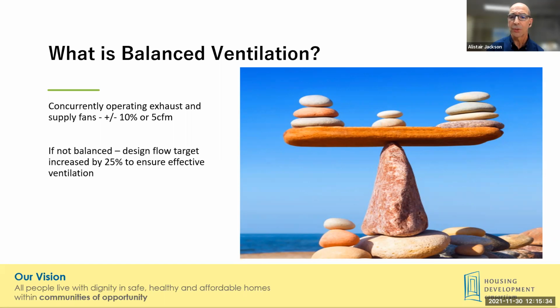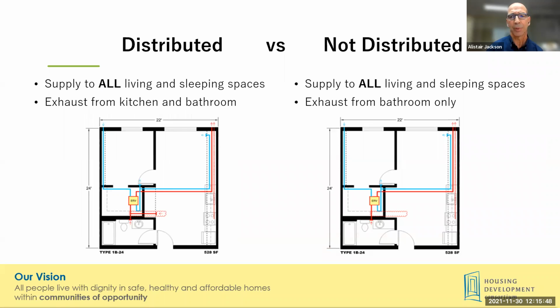Now, if flows are not within 10% of 5 CFM, the system is considered not balanced, and the flow targets are then increased by 25% to help ensure effective ventilation. There's another component to the definitions, the difference between distributed and not distributed systems.